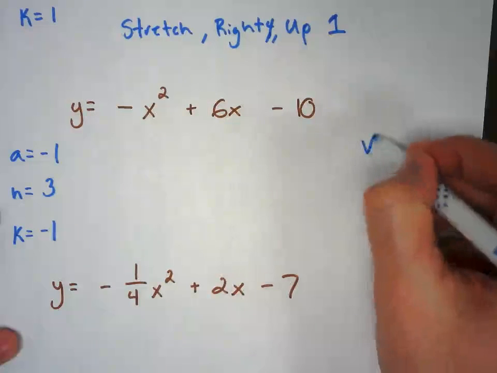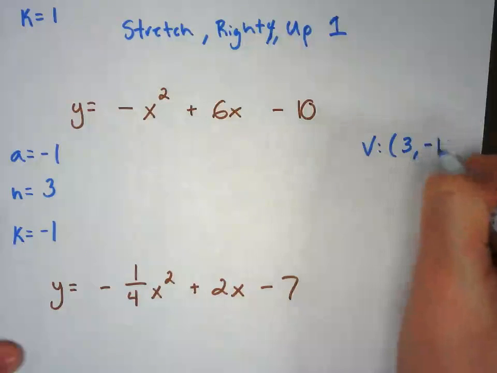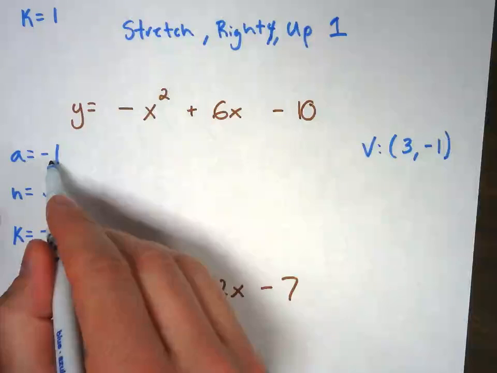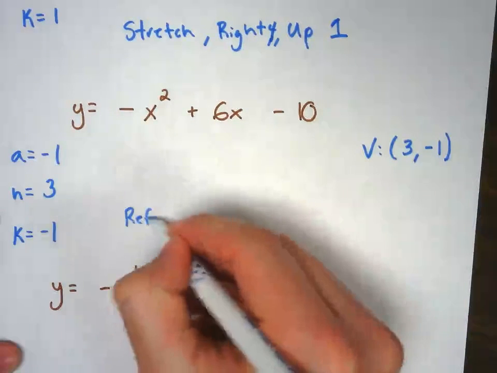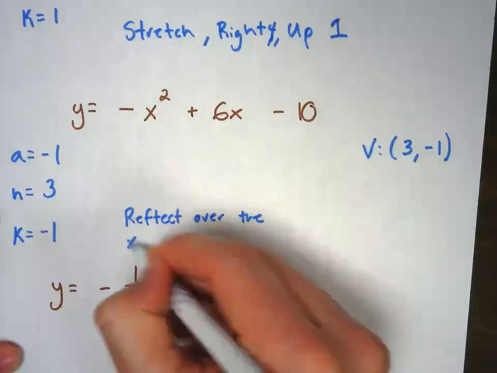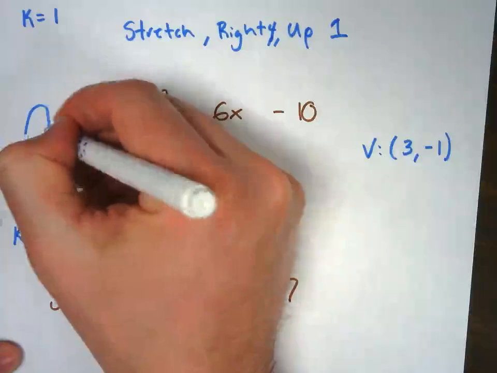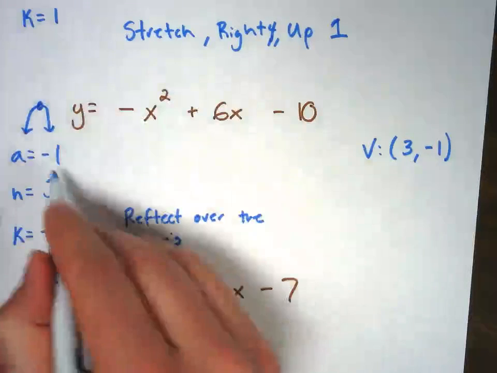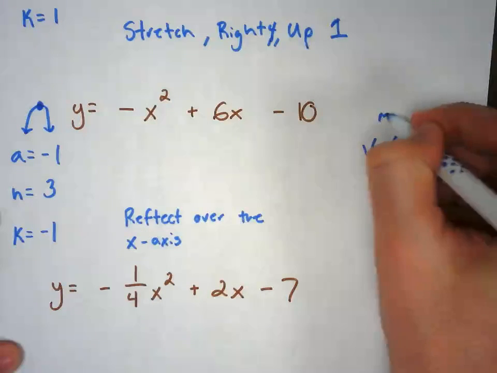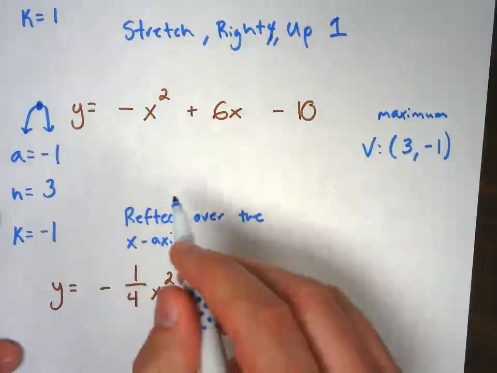Well, if I just look at my vertex, it's just my H and my K, which is 3 and negative 1. Notice my A is negative, right? So if it's negative, it's going to reflect over the x-axis. Again, just fancy wording for all it's going to do is now it's going to go down. If it's a negative A, the graph goes down. And then what is that point? That is a maximum.